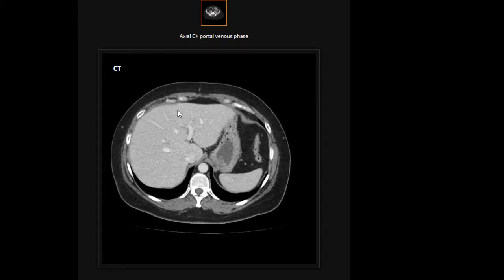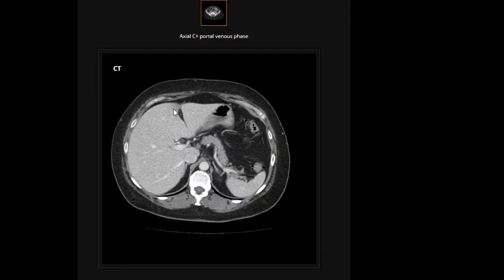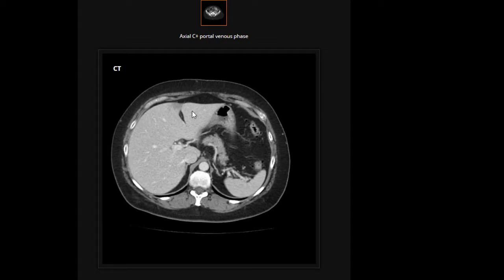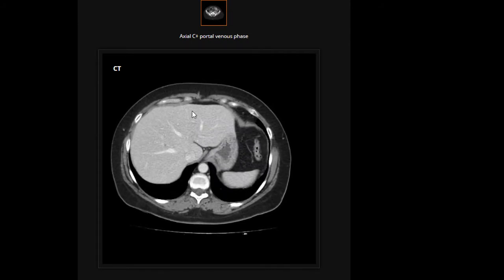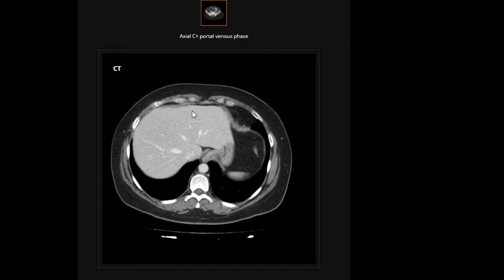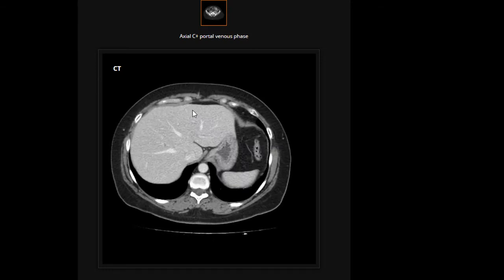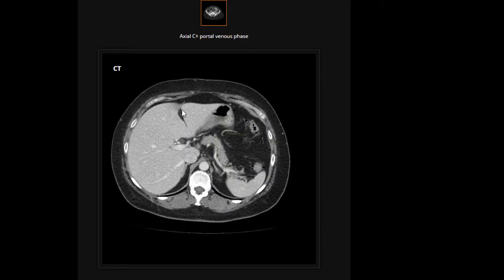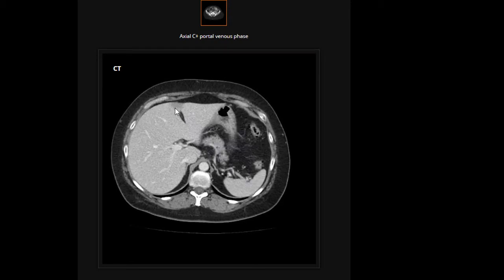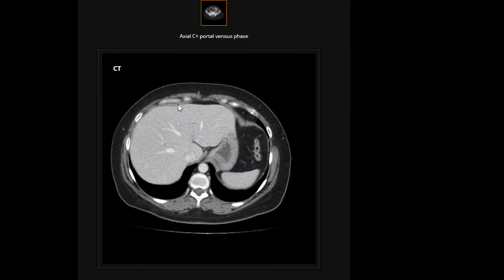And there is a small focus of hypoattenuation along the fissure for the falciform ligament. This is a very common finding and is most compatible with focal fatty infiltrate. In a patient who has a history of malignancy or maybe a predisposing condition for hepatic masses, some radiologists may recommend further imaging to definitively characterize the lesion as focal fatty infiltrate or something more suspicious.